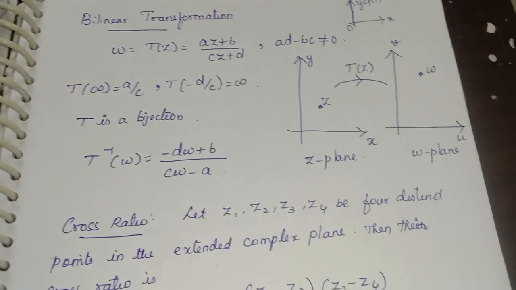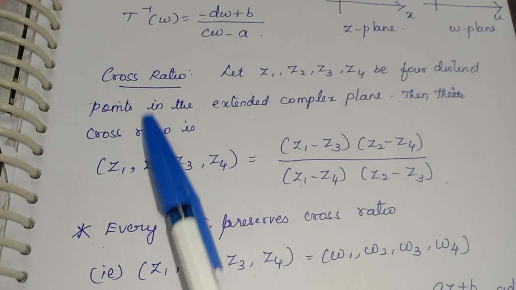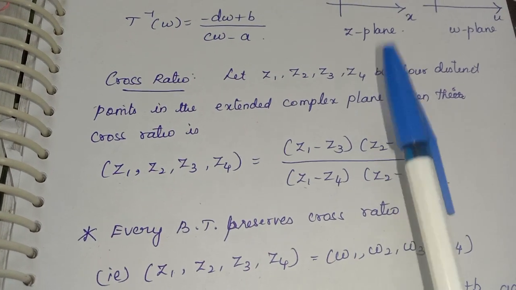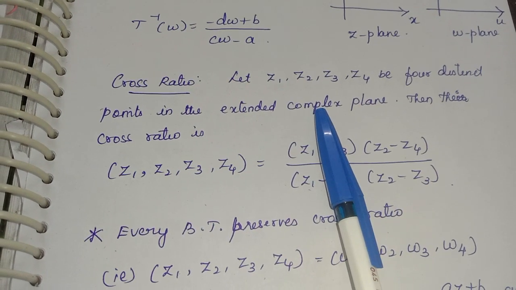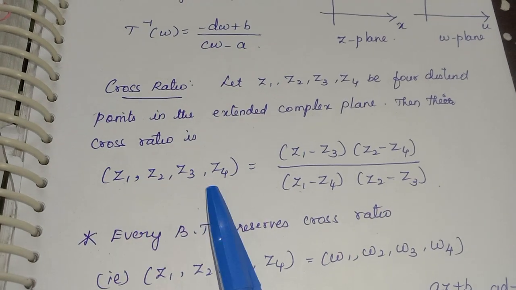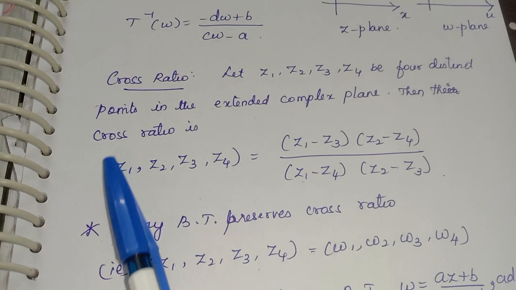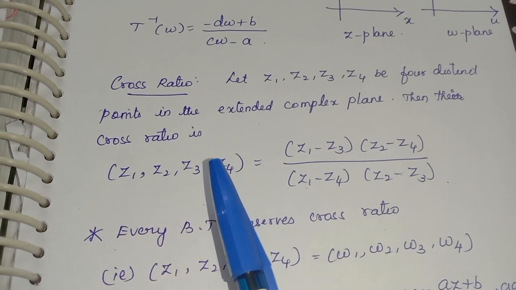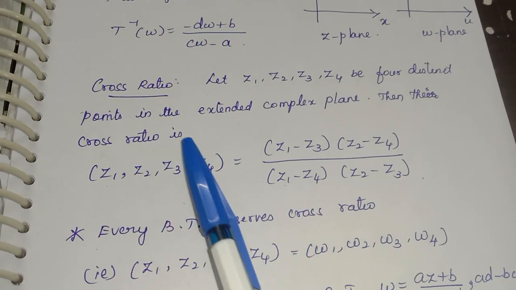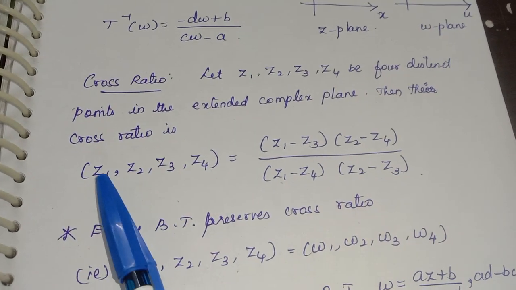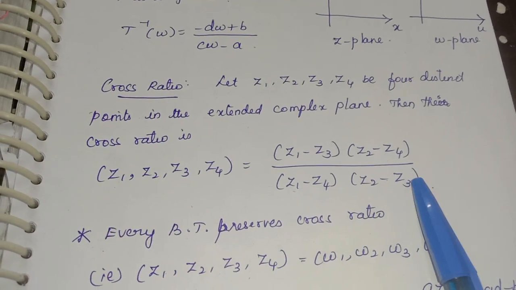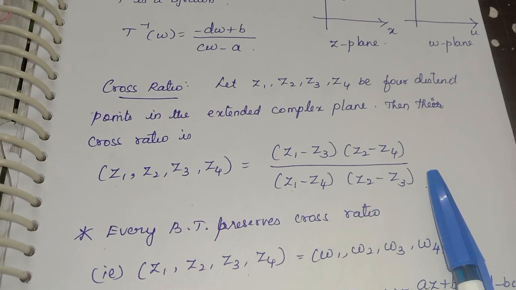Okay, right. Next one is, we are going to see what is a cross ratio. See, cross ratio is a value defined on 4 distinct complex numbers. Alright, in the extended complex plane, not only for the finite complex numbers, for infinity also we can define. For extended complex plane, we define the cross ratio as, this is the notation for cross ratio. If you write 4 complex numbers within bracket like this, it represents the cross ratio.